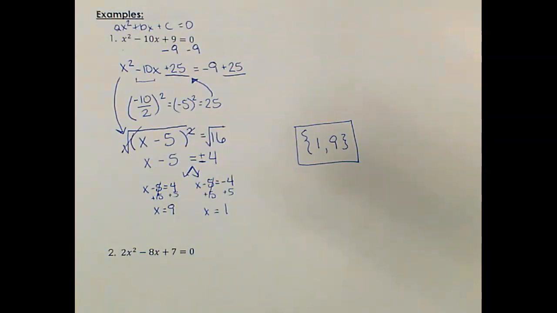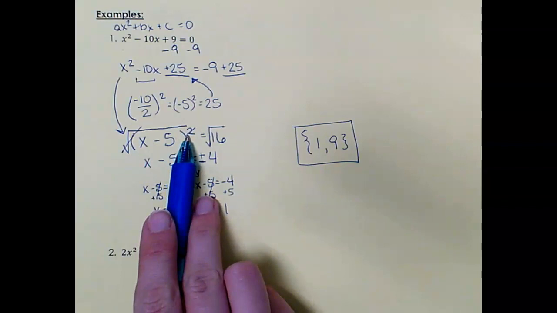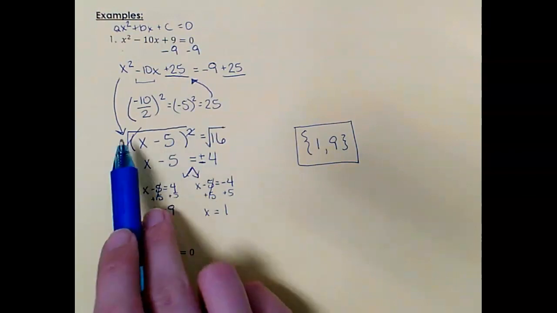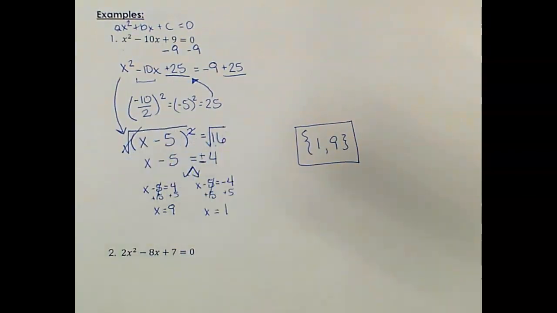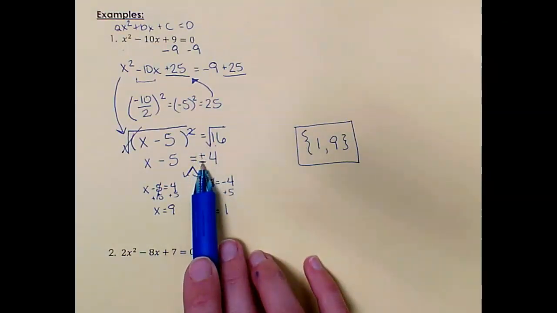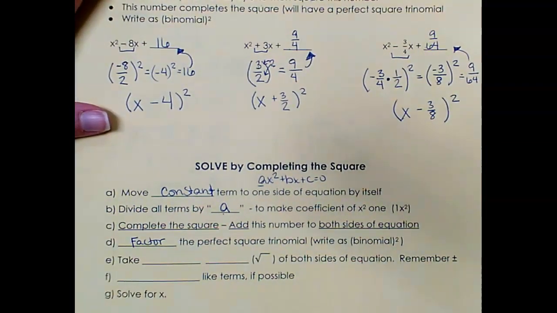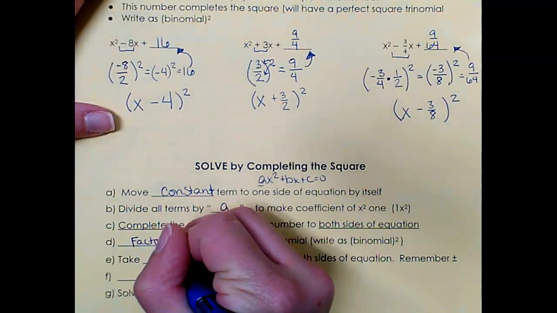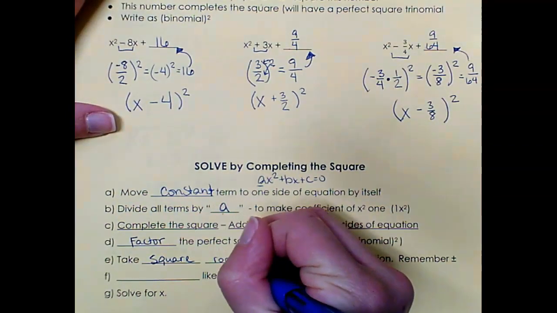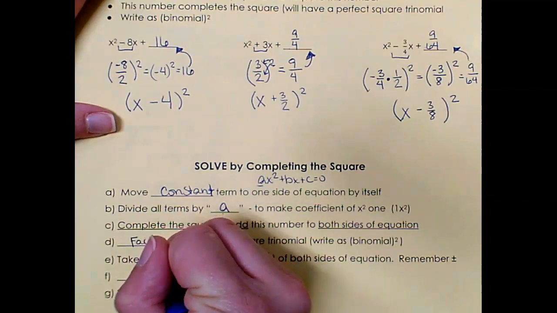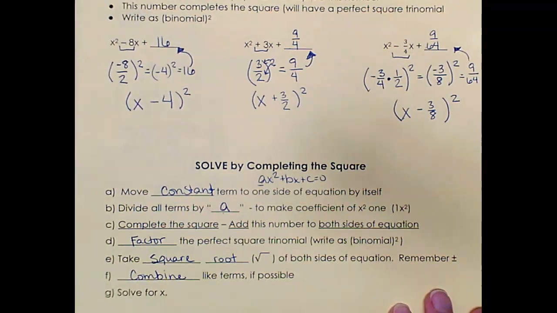So in our steps, we got to this point, we factored. But then part E says, take blank. What did we take? We took the square root of both sides. And we had to remember that our answers are positive and negative. And then we were able to solve for x. It's possible that you'll have a little step in there about combining like terms, but we didn't have that here. So we want to take the square root, combine like terms, and solve for x. Those were our steps.